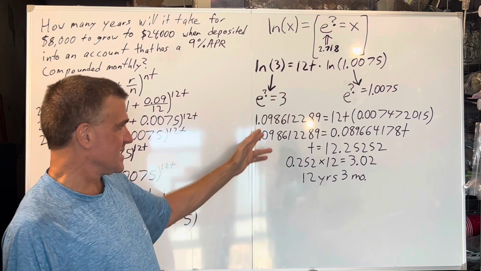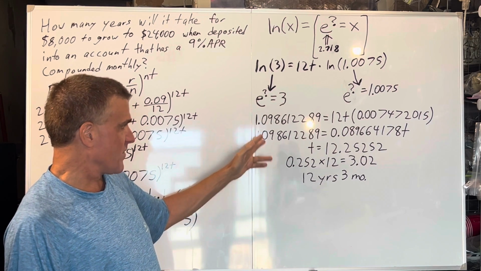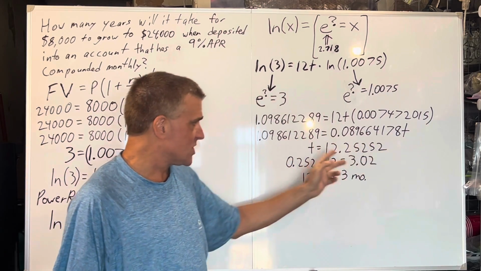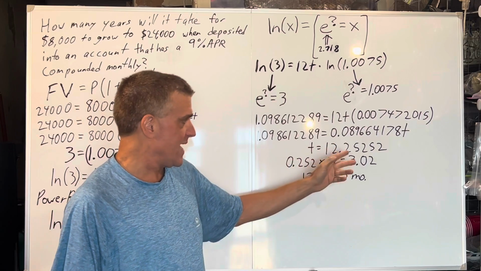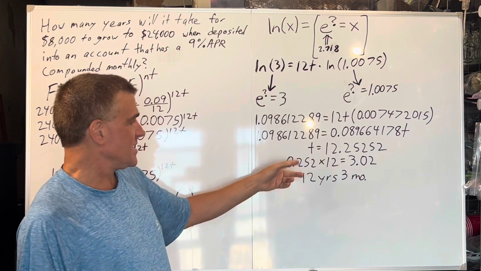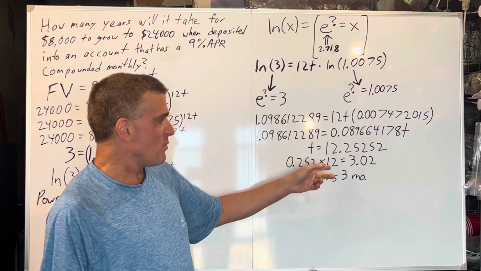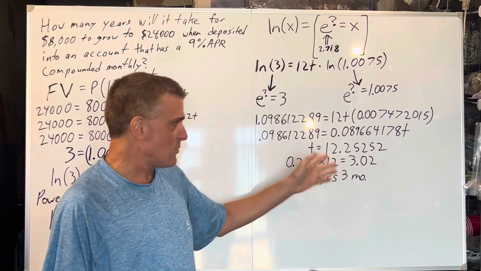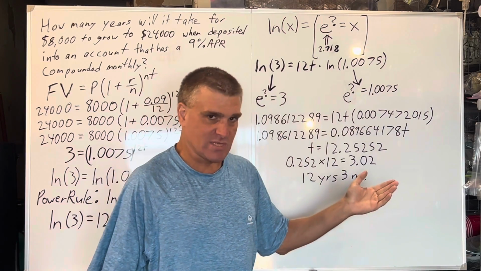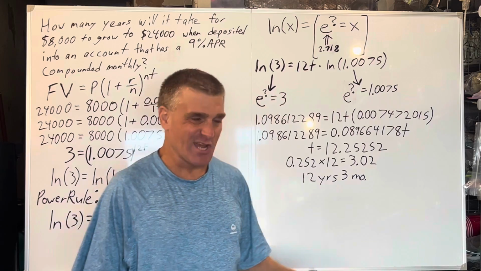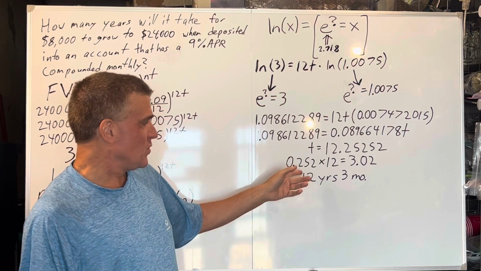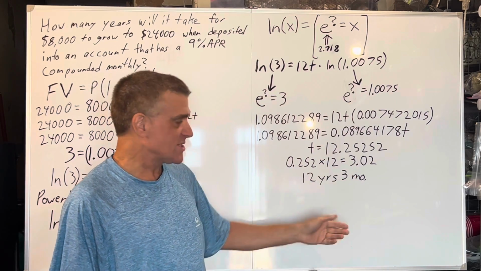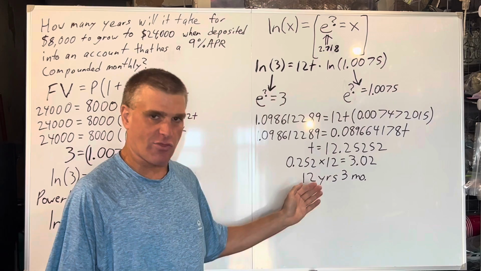And then we have, this is still the natural log of 3, which is 1.09. And we just divide each side by 0.089. And t turns out to be 12.25252, which is our answer in a decimal format. However, we speak in terms of months. So what does 0.25 times 12 equal? It equals a little over 3, so the final answer is 12 years, 3 months.